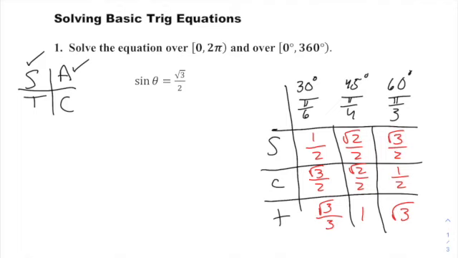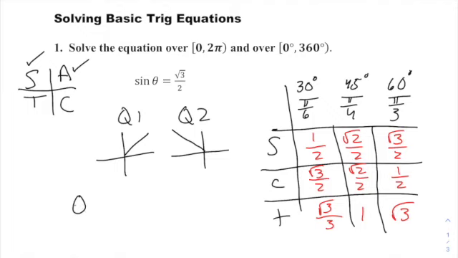That's at 60 degrees or pi over 3. But that, of course, is just the reference angle. That's the quadrant 1 answer. So quadrant 1 and quadrant 2. We know there are two answers for sine being positive. And our quadrant 1 answer is pi over 3, or in degrees, 60 degrees.